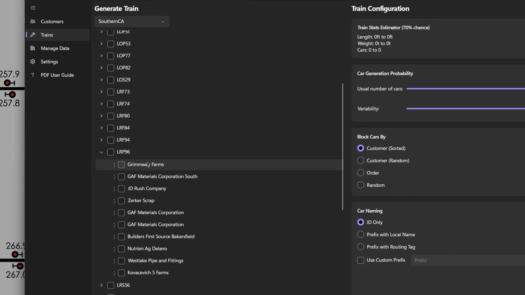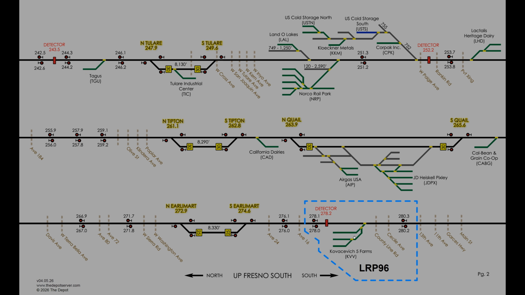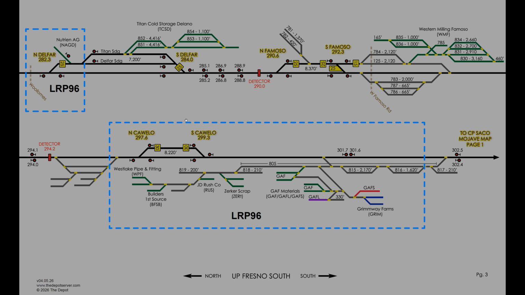We get to the runaround. The engines run around. Now the engines are down here, and Kovacevic is right behind them. So that's perfect. We work Kovacevic, connect back to the train, start heading back south. We come in here. Now we want Nutrient AG. That's next.